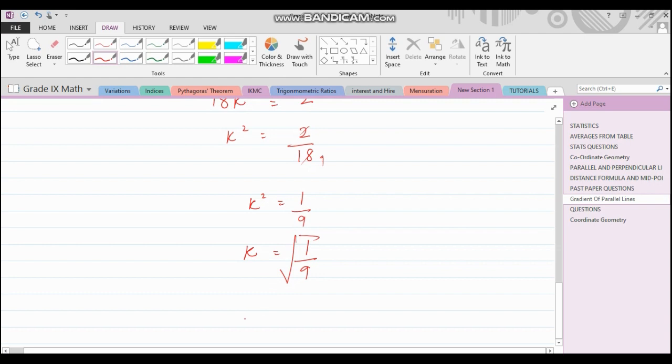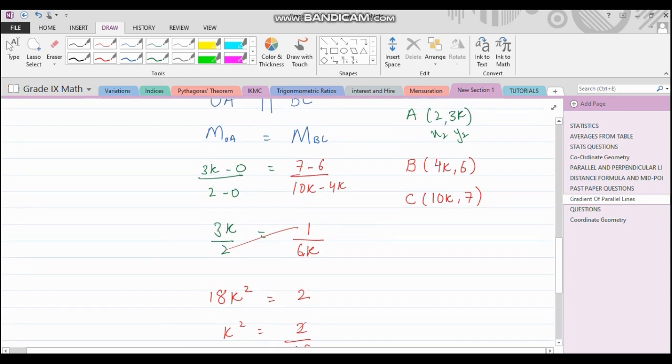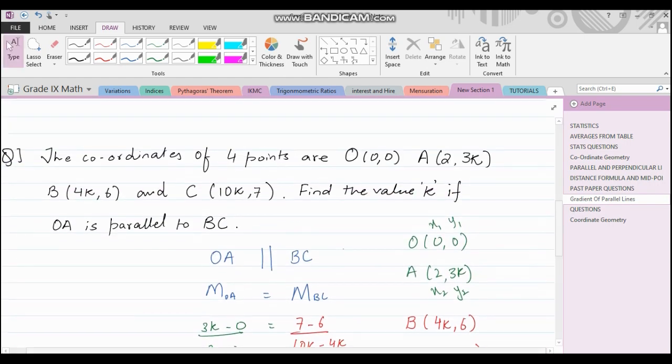And as you guys know, the root of 1 is 1, whereas the root of 9 is 3, so the k value is 1 over 3. I hope you guys get it. This is how you guys can find out the coordinate if two lines are parallel.